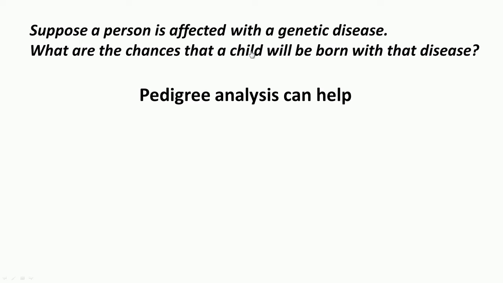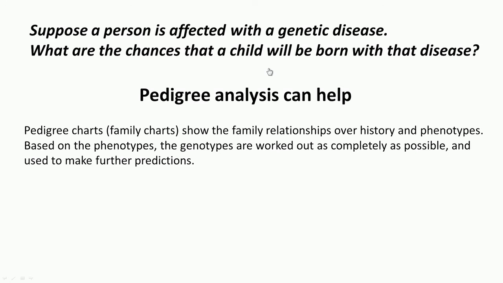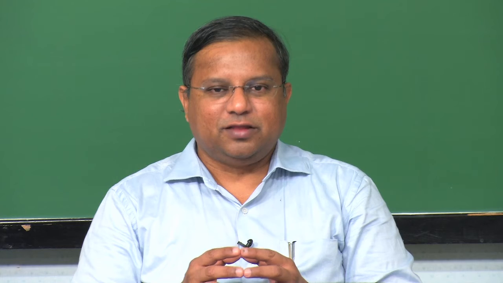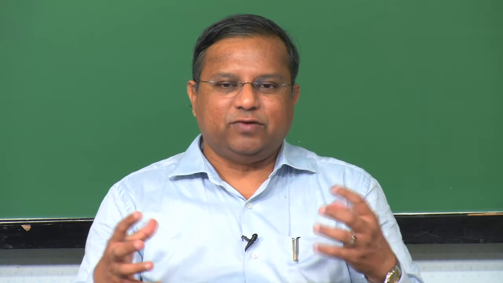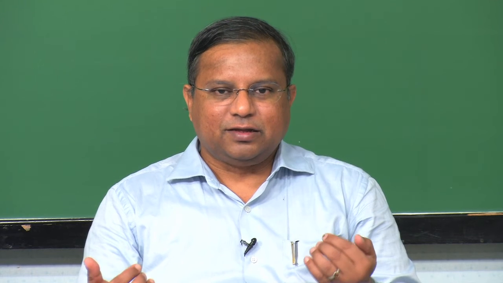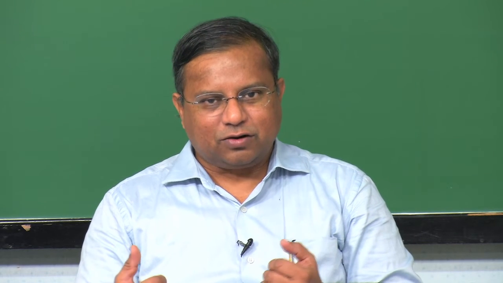To do this, something called a pedigree analysis can help. Pedigree charts or family charts show the family relationships over history and phenotypes, characteristics. So, based on the phenotypes, the observable characters, the genotypes are worked out as completely as possible and used to make further predictions. We cannot go and do experiments with humans, and therefore, we need to use all the information that is available in terms of observable characters and draw our conclusions.